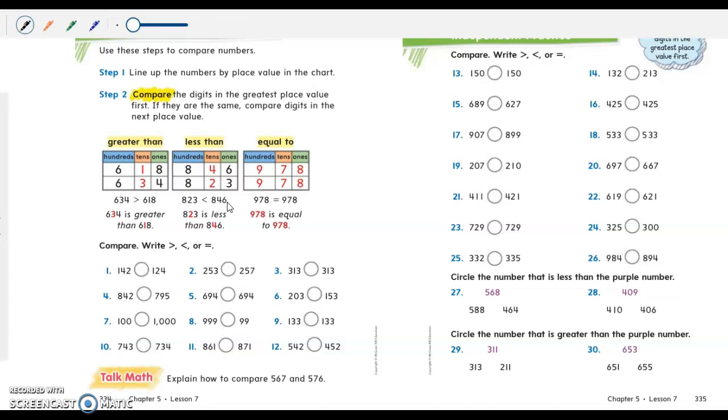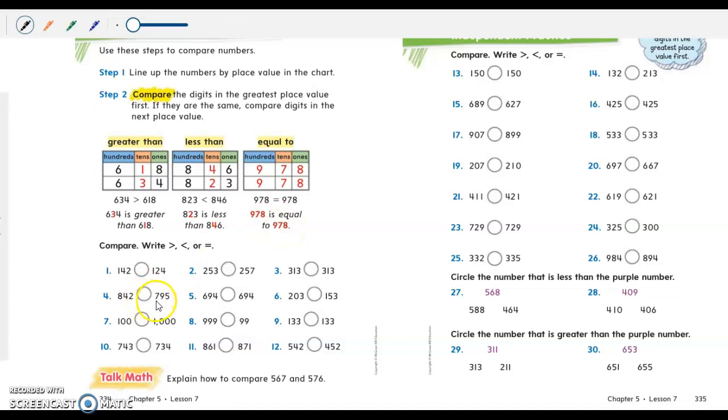846. Okay, and then we have the equal to, which means that all the numbers are the same or equal. As you can see in the hundreds, tens, and ones place, all of the numbers are equal. So this is 978 is equal to 978.